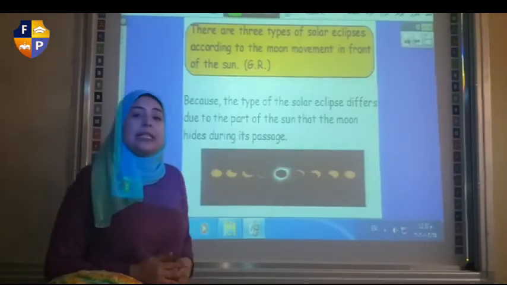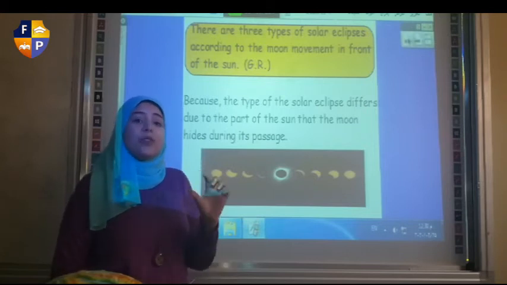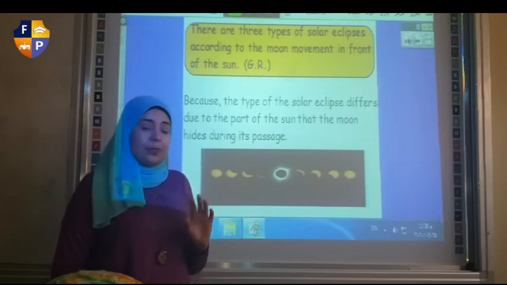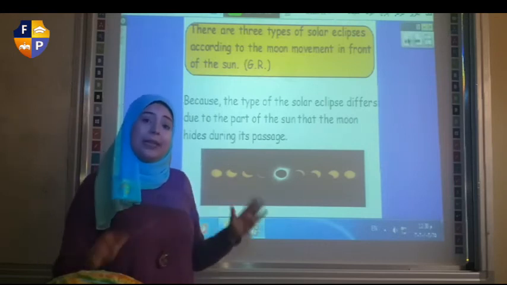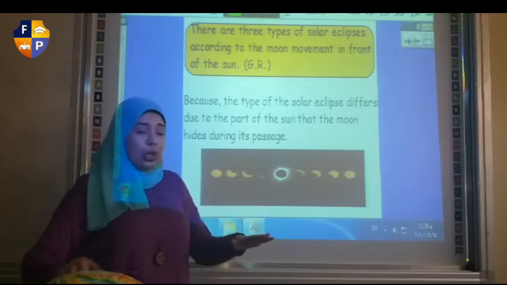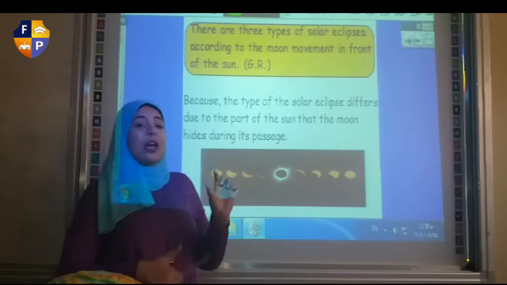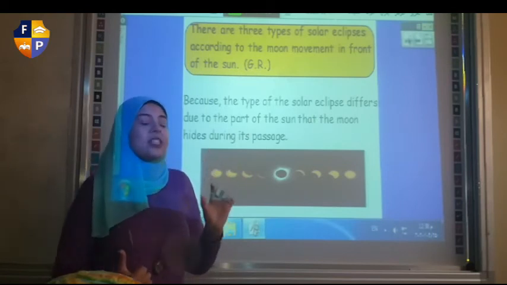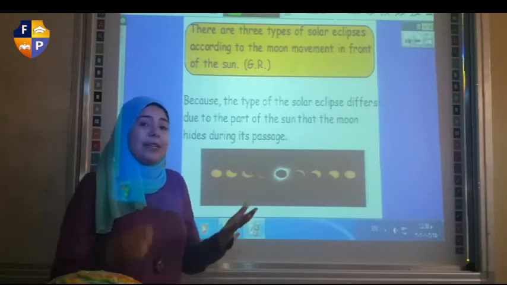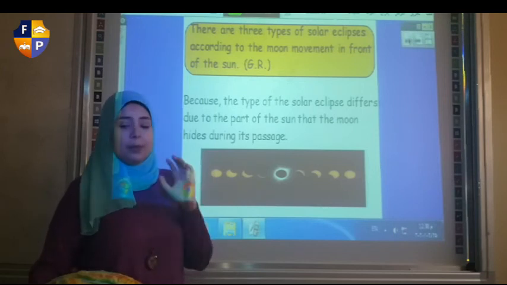Okay, the type of solar eclipse differs according to the part of the Sun which the Moon hides. Which means that if the Moon hides the Sun completely, the type of solar eclipse will be what? Yes, total solar eclipse. And if the Moon hides part of the Sun, the type will be what? Yes, partial solar eclipse. And if the Moon makes the Sun appear as a lighted ring, it will be what? Annular solar eclipse. Okay.